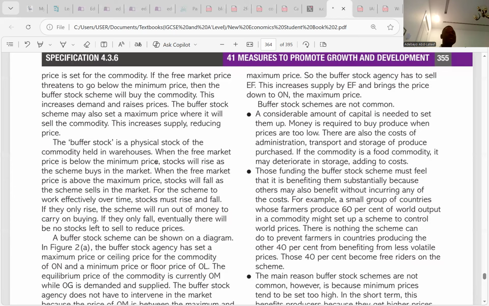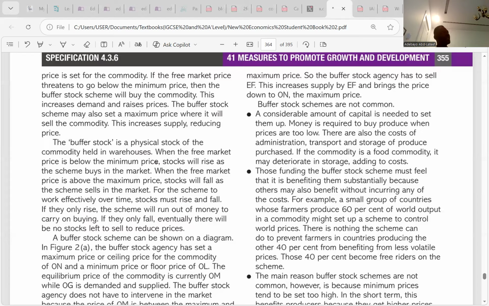So the buffer stock is a physical stock of the commodity held in warehouses. When the free market price is below the minimum price, stock will rise as the scheme buys in the market. When the free market price is above the maximum price, stock will fall as the scheme sells in the market. So for the scheme to work effectively over time, stock must rise and fall. If they only rise, the scheme will run out of money to carry on buying. If they only fall, eventually there would be no stock left to sell to reduce prices.